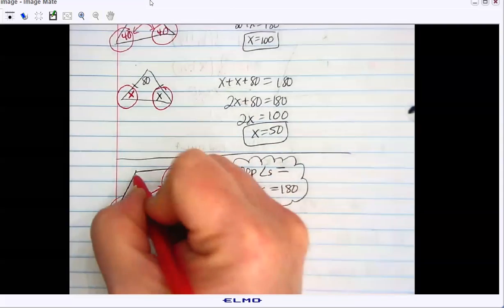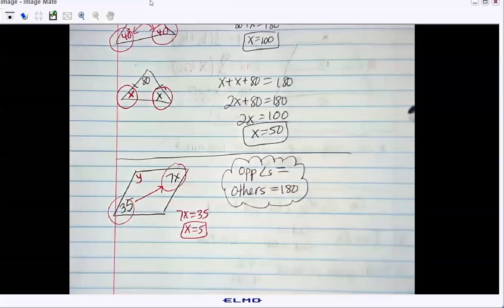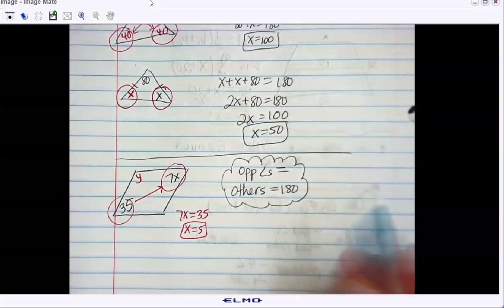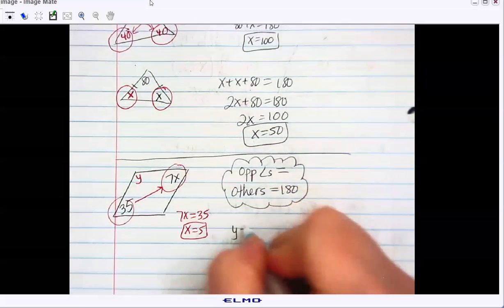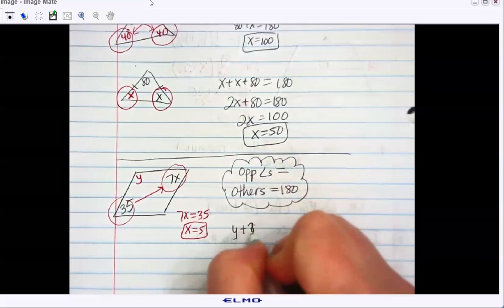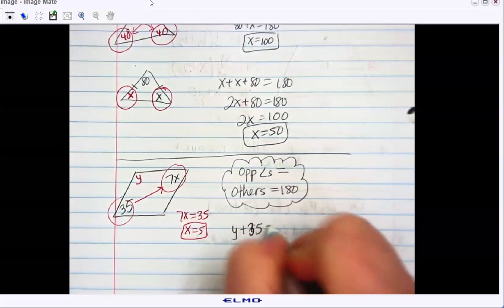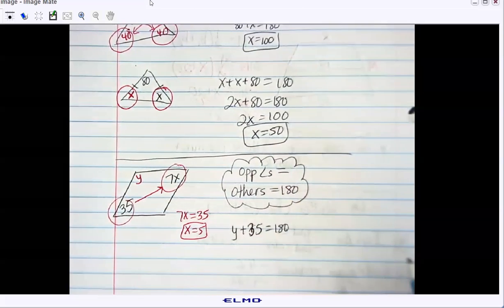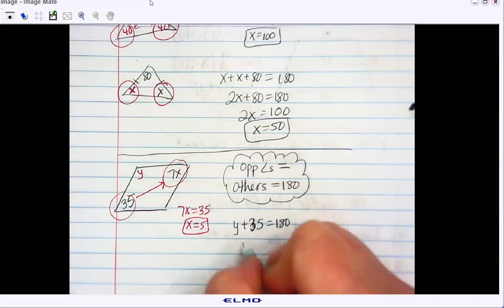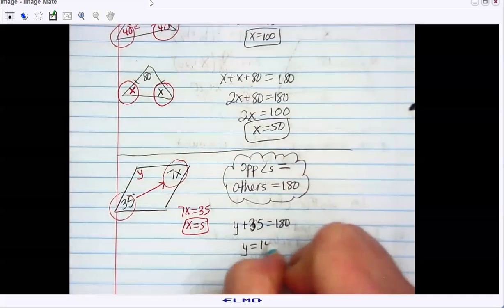But let's say I put a y right here. How do I solve for y? Y plus 35 equals 180. Perfect. So I would say y plus 35 is equal to 180. And subtracting 35 on both sides, I get y equals 145.